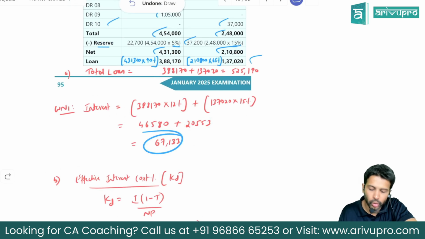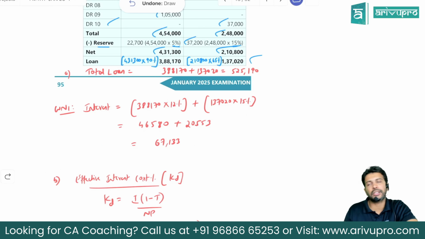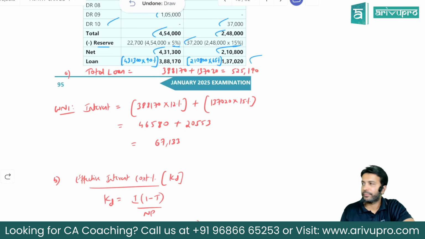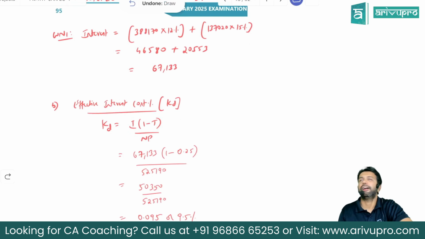What is the total loan you are paying? Total interest you are paying to the banker relating to this loan? 67,133. You got the interest, you have net proceeds. How do you get the cost of debt? Interest into 1 minus tax rate divided by net proceeds.